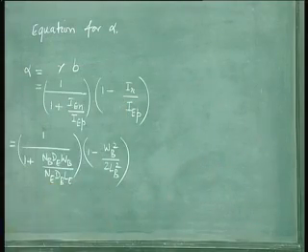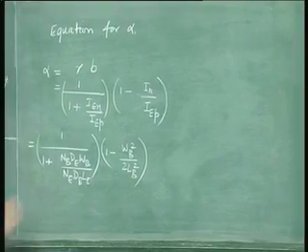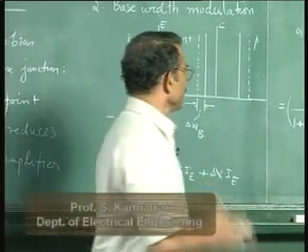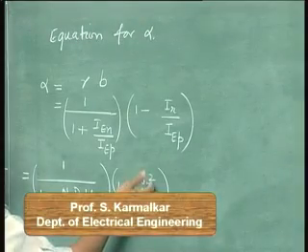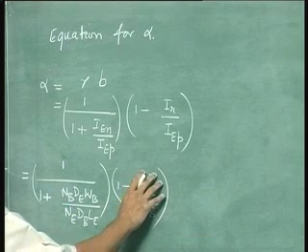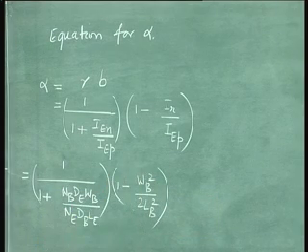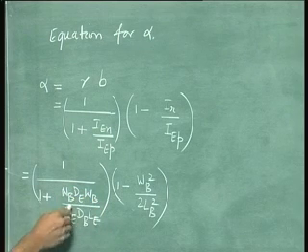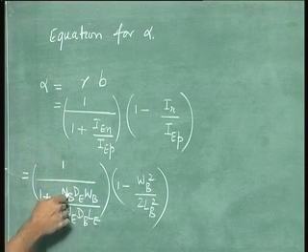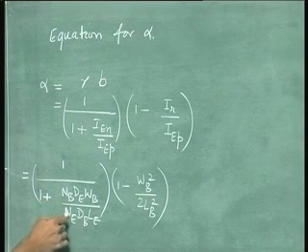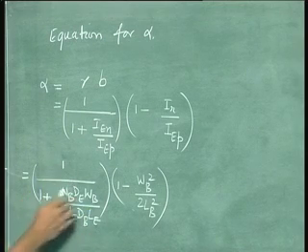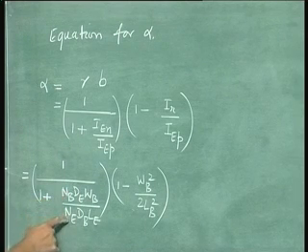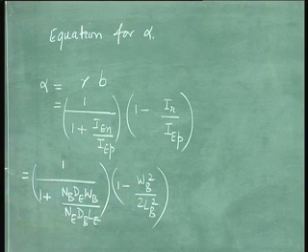So this is the expression for alpha, and it shows how alpha depends on base width WB. You can clearly see that if WB is much less than LB, this quantity is negligible and therefore it becomes close to 1. Similarly, if WB is much less than LE, it's small WB, and also if the base doping is much less than emitter doping, this quantity is very small and again this tends to 1, and that is how alpha tends to 1 for NB much less than NE and WB much less than LB.